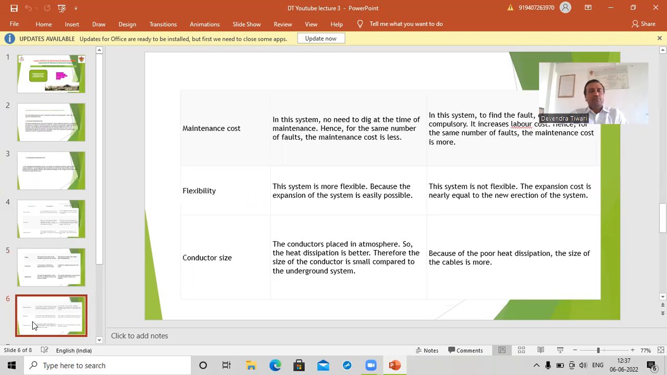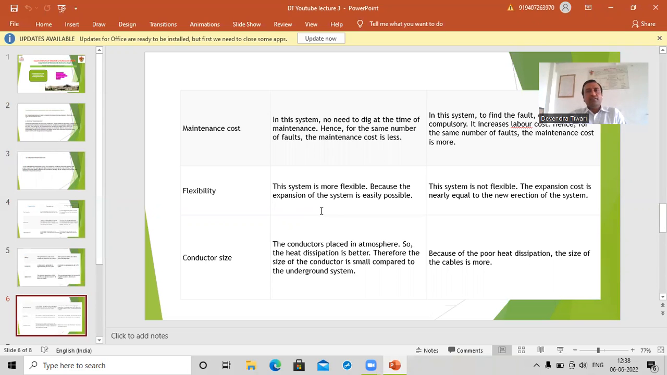Now, the next point of comparison is maintenance cost. In the overhead line system, there is no need to dig at the time of maintenance. Hence, for the same number of faults, the maintenance cost is less. It means when we find any kind of fault in an overhead line system, no digging is needed because the system is visible to us. We can easily find the faults. But in case of cable, to find a fault, digging is compulsory.